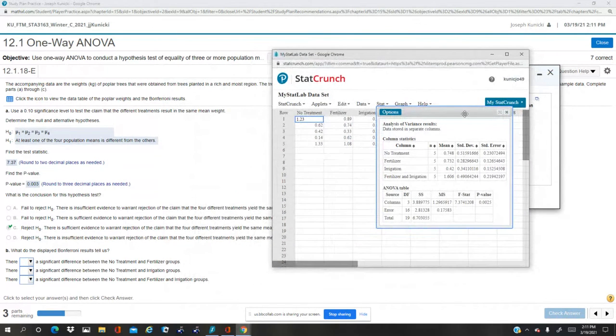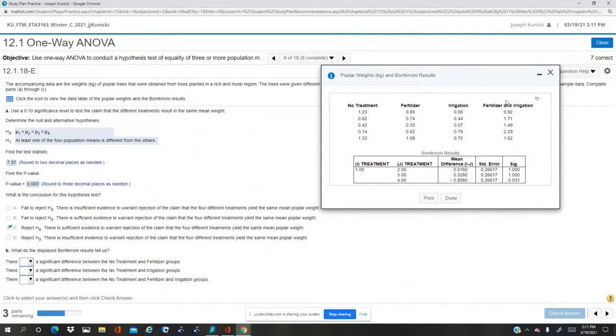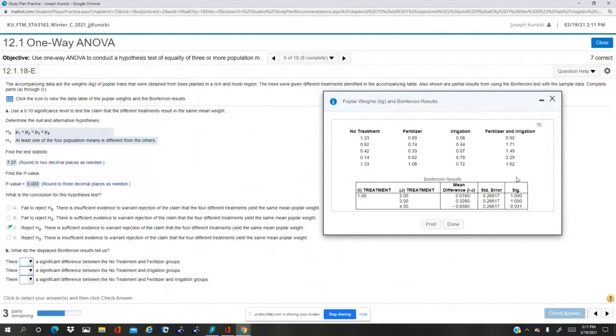So according to the Bonferroni results, they call it significance here instead of p-value in the last column. The first one says there is no significance between the no treatment and the fertilizer group, so it's not significant. Same with the second one, between the no treatment and irrigation. However, there is a significant difference between the no treatment and the fourth one, which is fertilizer and irrigation. So we can tell that.